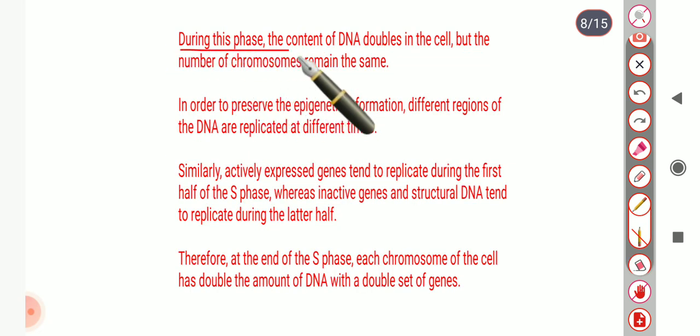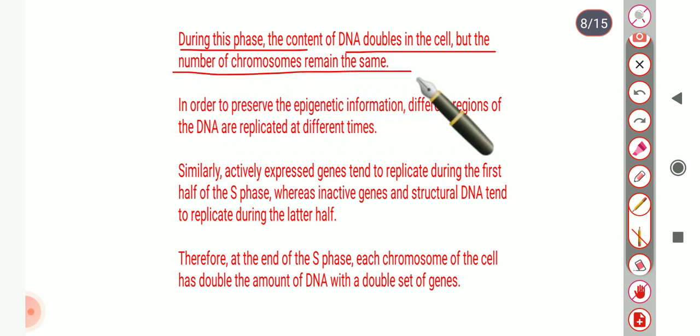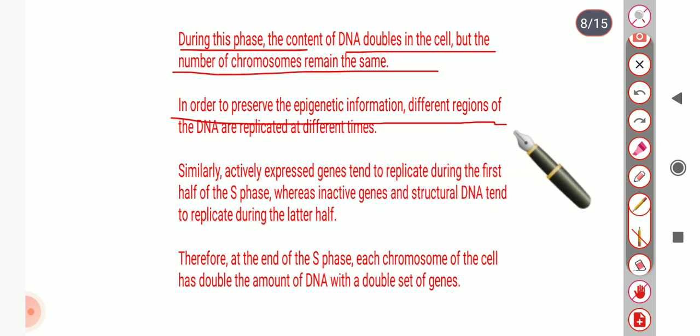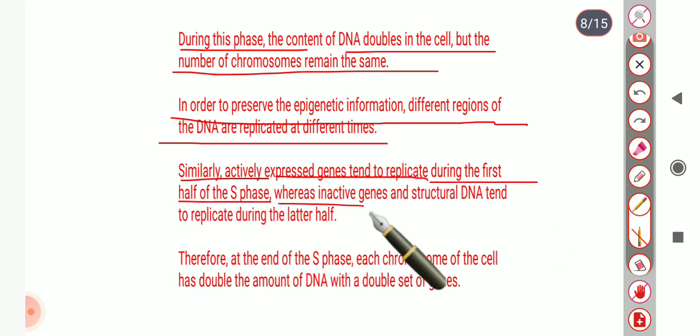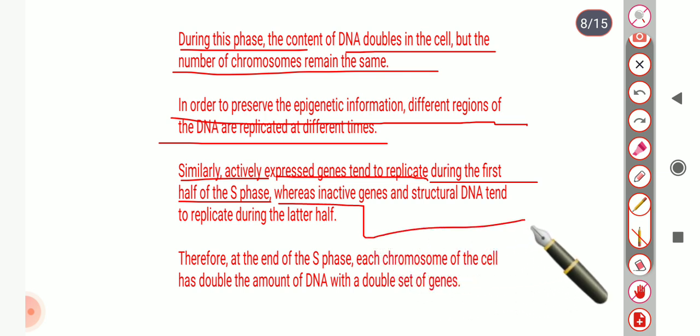During this phase, the DNA content doubles in the cell, but the number of chromosomes remains the same. In order to preserve the epigenetic information, different regions of the DNA are replicated at different times. Similarly, actively expressed genes tend to replicate during the first half of S phase, whereas inactive genes or structural DNA tend to replicate during the later half.